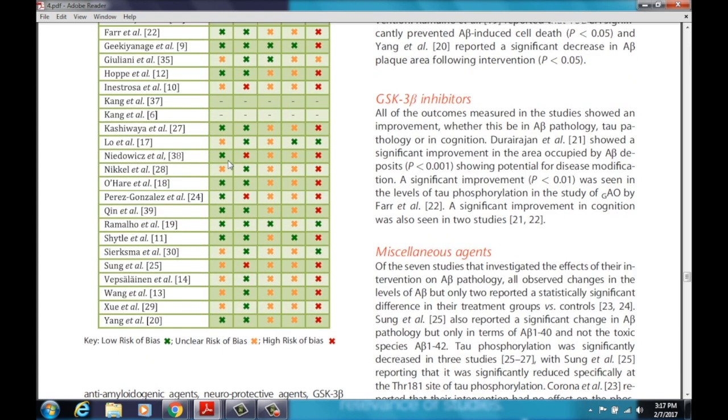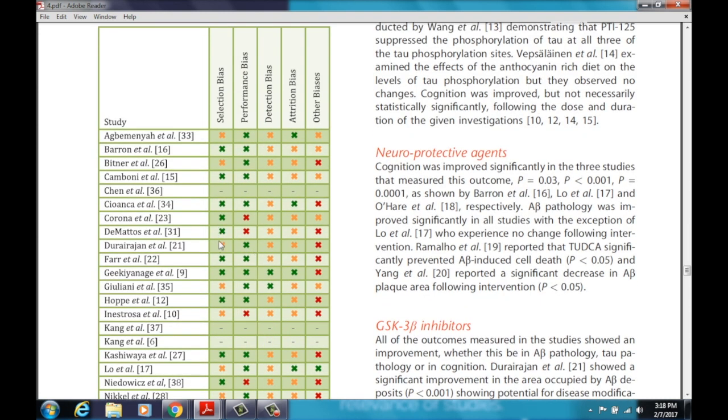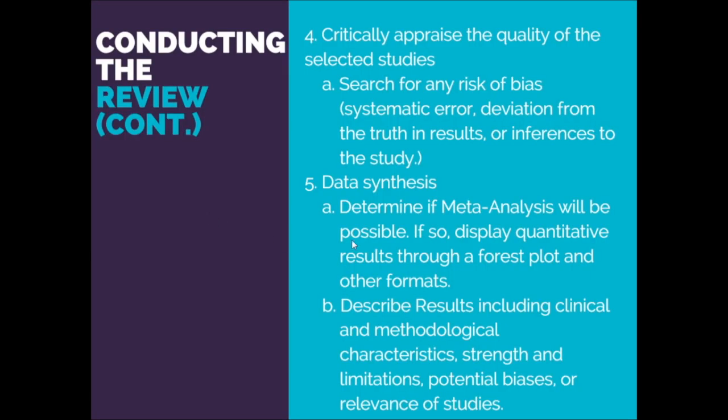And what they did is they used a key. So the green X means there's a low risk of bias, and then this tan colored X is unclear risk of bias, and then the red X means a high risk of bias. So they analyzed each study and they determined what possible risks of bias there were in each study, which is a good, transparent, and easily visual method to see what bias each study had. So that's one way of doing step 4.